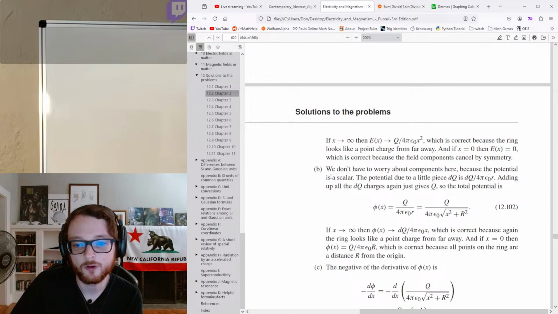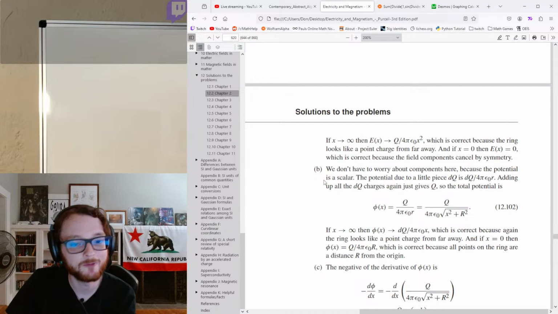So we're using components here because the potential is a scalar. Potential. Oh, that's right. Potential is a scalar. That's why we didn't need cosine phi. Okay.